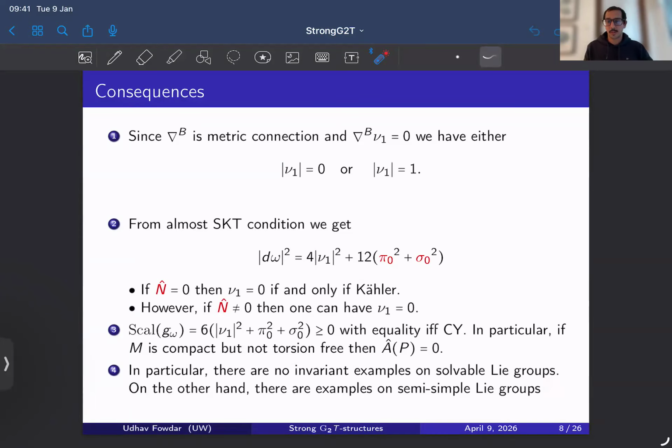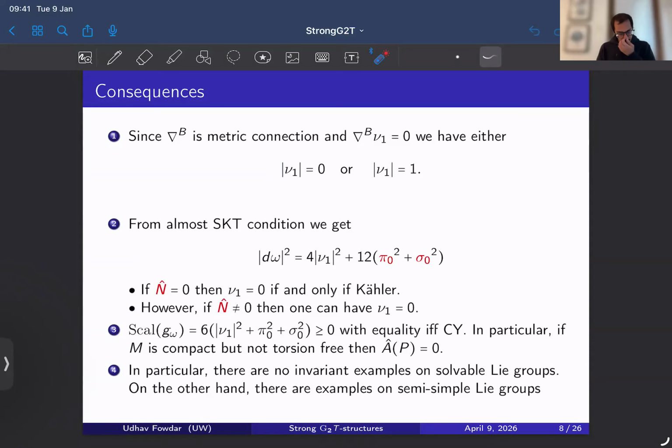If there's a question, you can just ask at any time. Okay. Yes, Tammy, can I ask you a question? Yes. You said there is no example on solvable, but there are on semi-simple. What about the semi-direct product of them? I mean, semi-direct solvable. Could there be one?